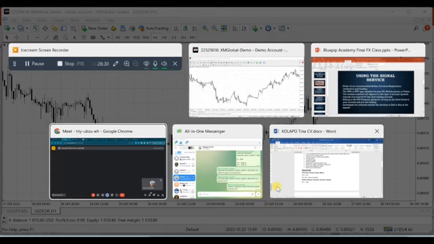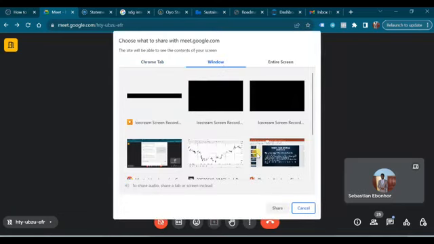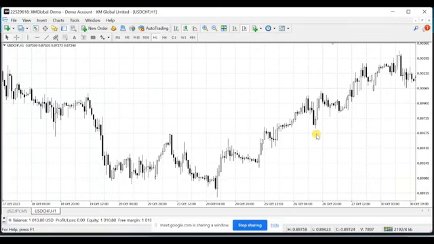I hope it will share, but I don't know why this PC is misbehaving today. Okay, I'm sharing MetaTrader 4 now. Is anybody seeing the screen? Can you see my MT4 screen? Yes. Okay, good. Okay, great. So let me just go on, because I can't see it on my own mobile phone. I don't know why it's not showing on my mobile device.